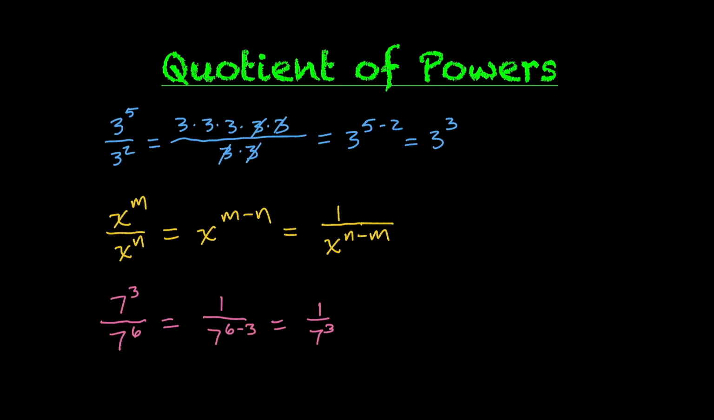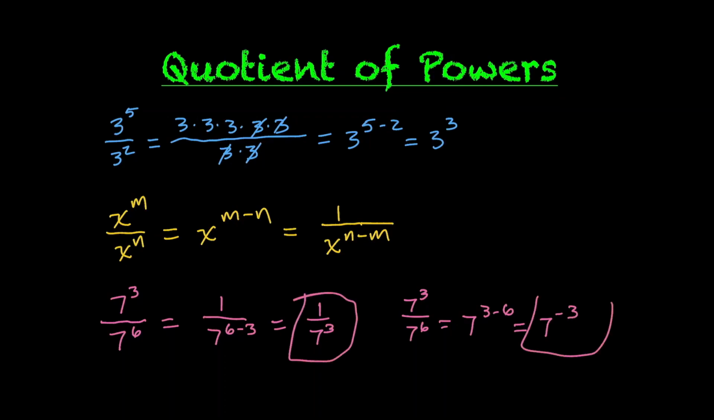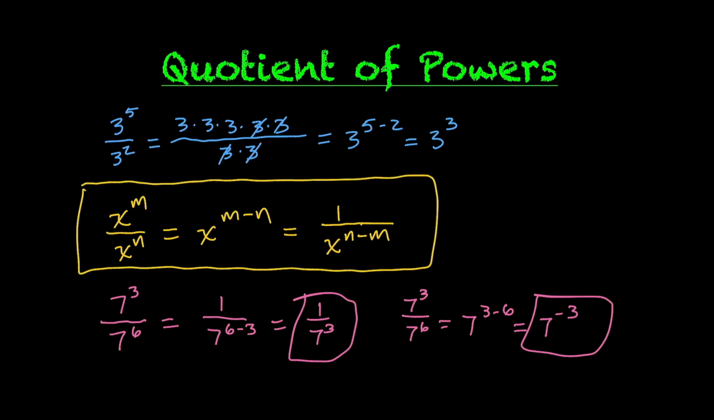Now again, we could have done this the other way. 7 to the third divided by 7 to the 6th is 7 to the 3 minus 6, or 7 to the minus 3. And we'll see that these two answers are actually equivalent to each other, and we do actually want to know how to do it in both directions. But again, our law of exponents is that when we divide two powers, we're going to end up subtracting those exponents, and again, we can do that in either direction. Subtract them to the top or subtract them to the bottom as needed in the problem.